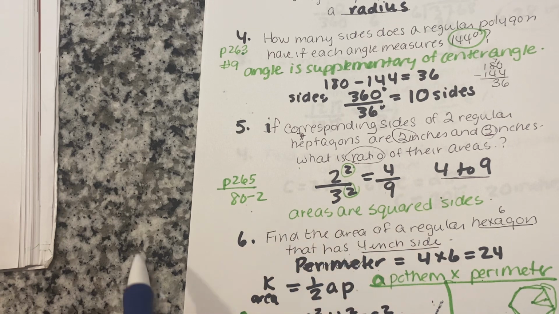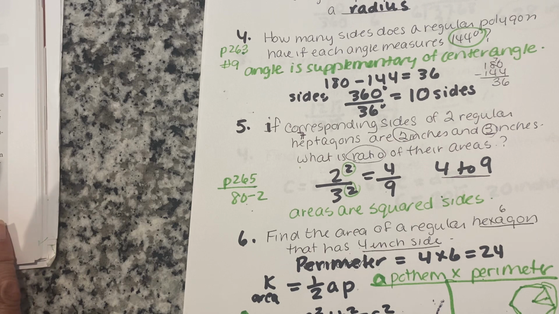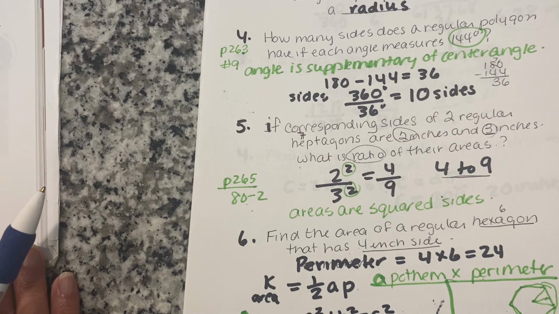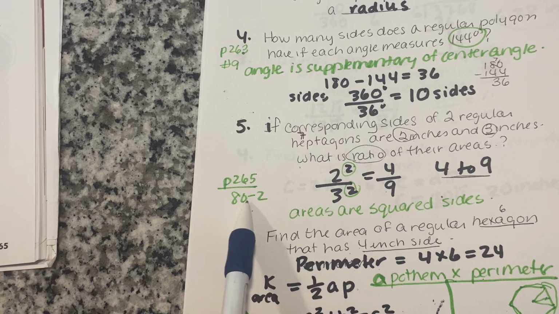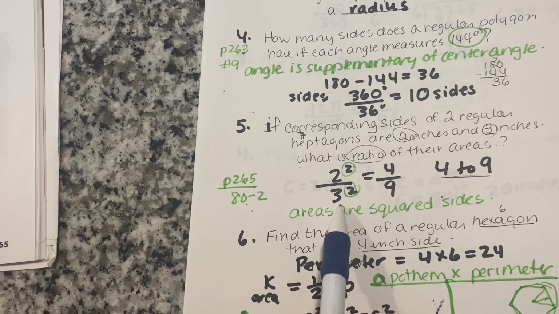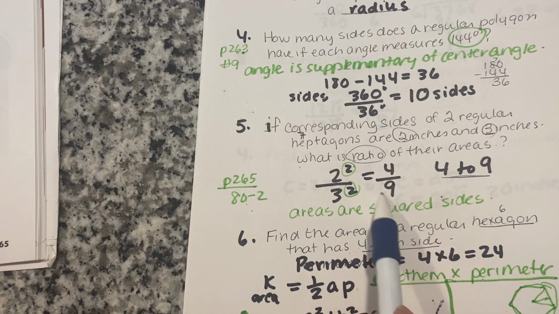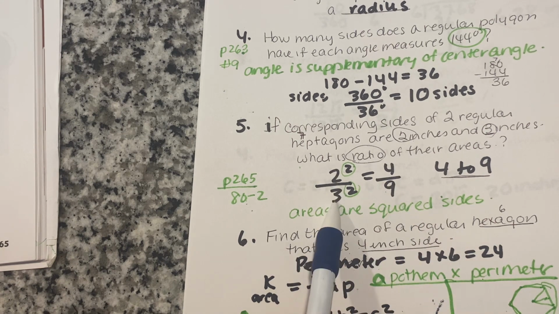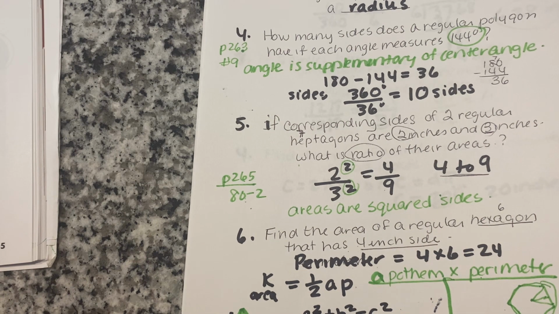4 to 9. So this is on page 265, 82. Let me read that here. The areas of any 2 regular polygons of the same number of sides are proportional to the squares of their side lengths. So here we just had to square them, and then we get the comparison 4 to 9. Right here it's 2 to 3, which would be the answer if it was just normal, but since we're squaring them, it's going to be 4 to 9. Areas are squared sides. Just remember, areas, square.